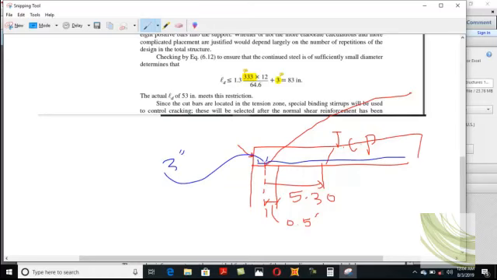So now the total cutoff distance for the bottom layer, with reference to the theoretical point, will be equal to 5.3 plus 3 divided by 12, which gives you 5.55 feet. Clear?